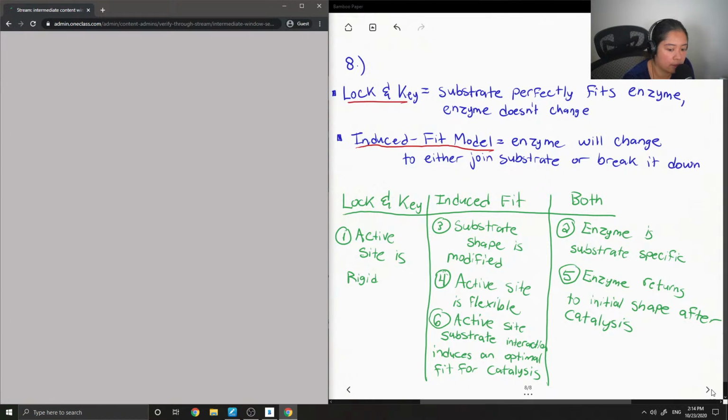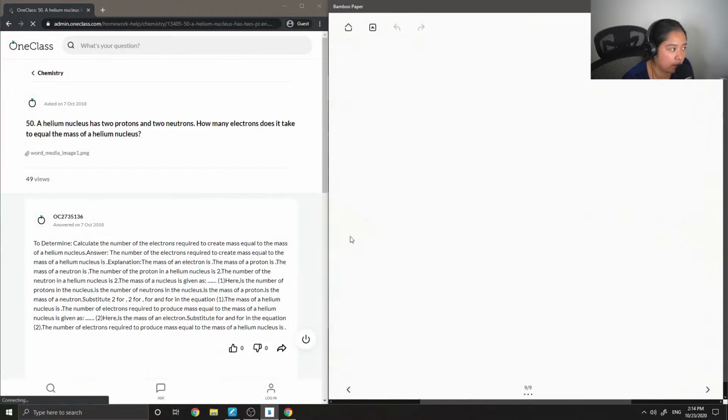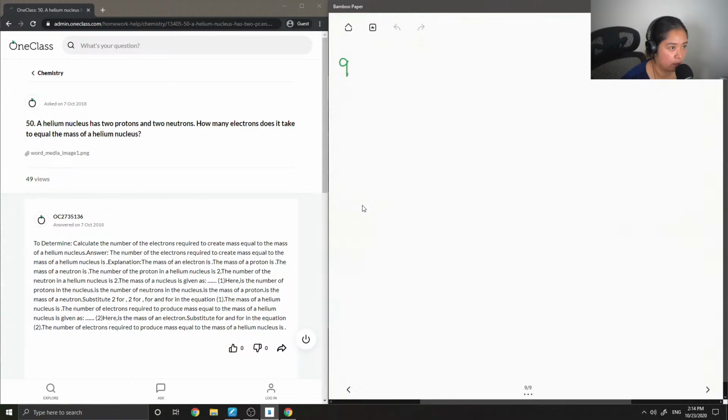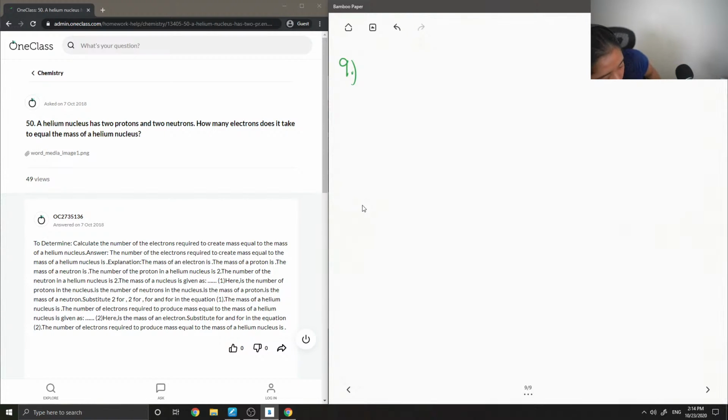Okay, so now let's check out question number 9. A helium nucleus has 2 protons and 2 neutrons. How many electrons does it take to equal the mass of a helium nucleus? So this is question number 9. Okay, so I'm just going to write down the values of the masses of protons, neutrons, and electrons.